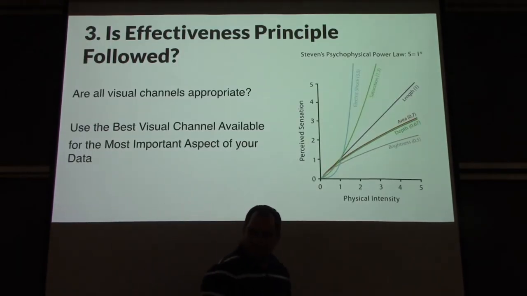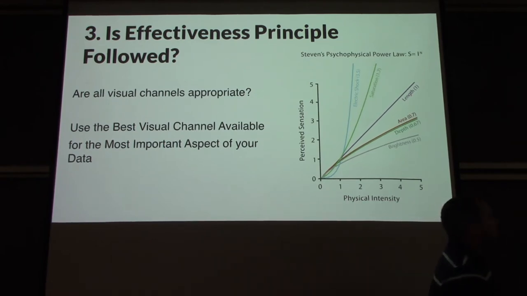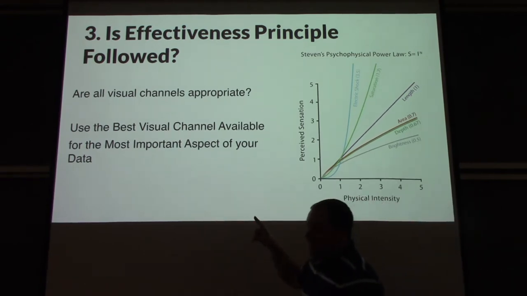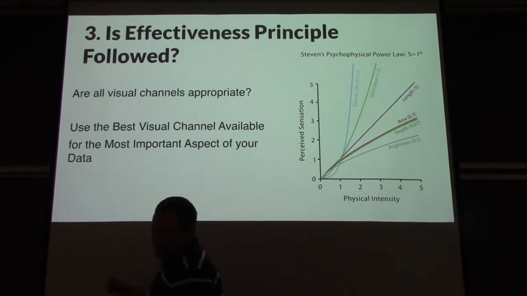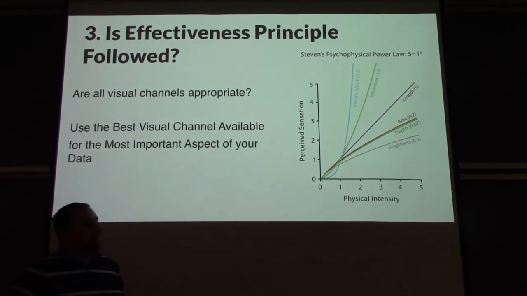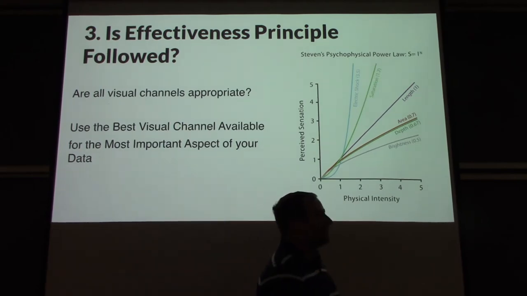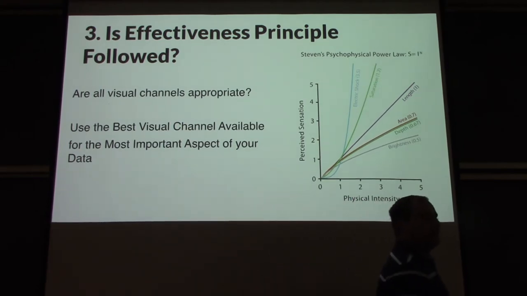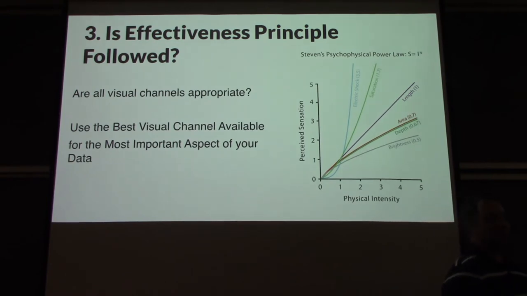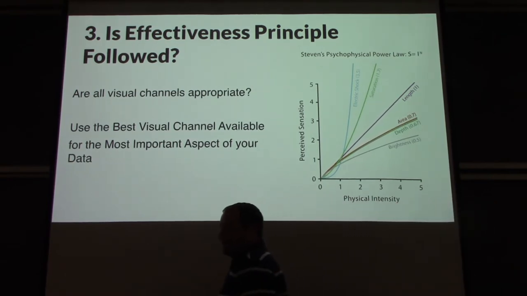The third question that you should ask yourself when you critique a visualization is: is the effectiveness principle followed? The effectiveness principle was to use the best visual channel available for the most important aspect of your data. Essentially this means, did the designer of the visualization choose the proper marks and channels? We've only identified what they are. Now we think about, are these channels appropriate?